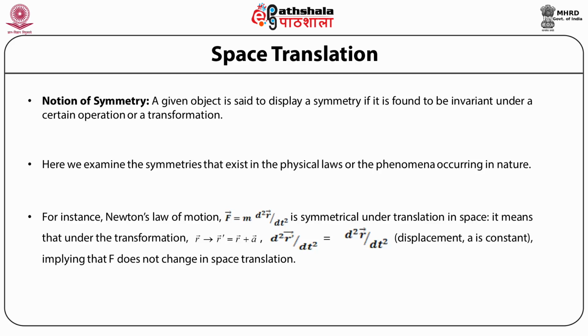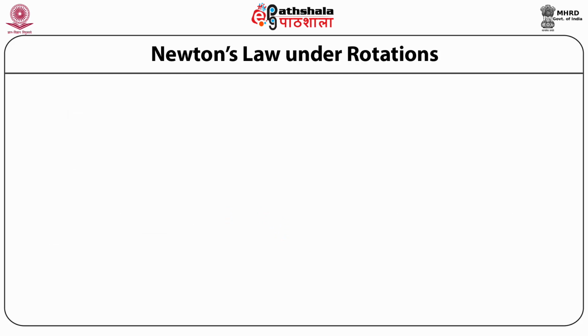and this turns out to be equal to the double derivative with respect to time of the vector r, since a remains constant in time, that is the displacement a is constant in time. Thus we can see that even if we make a transformation of the position vector going from vector r to vector r prime, the force F does not change under such a translation or transformation, and hence we can say that the force is invariant under space transformation or space translation. Newton's law under rotations.